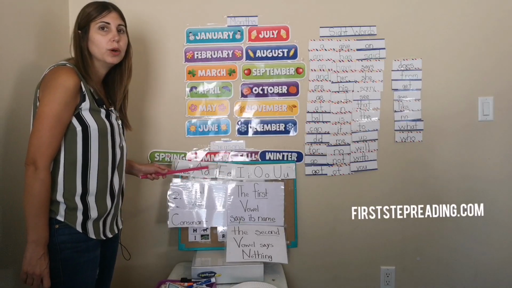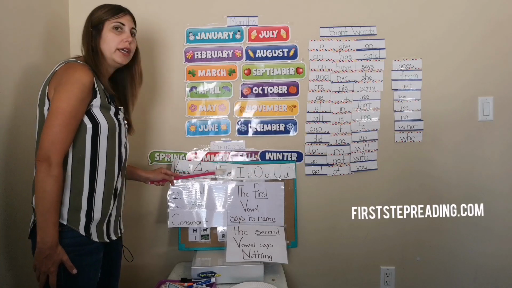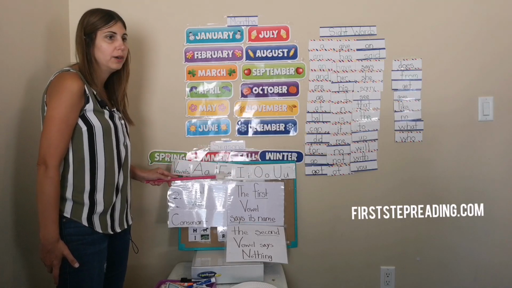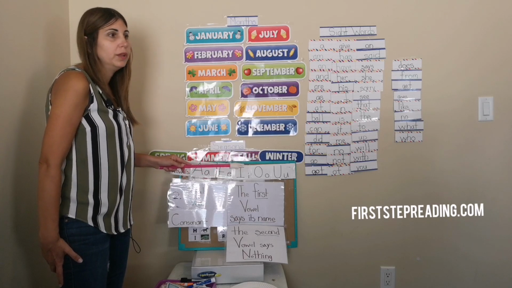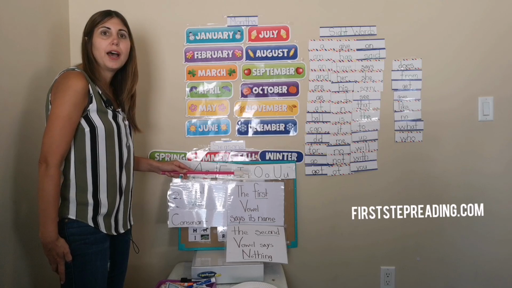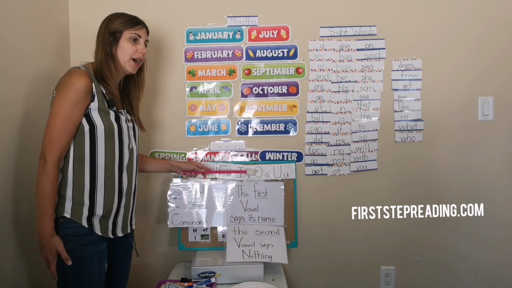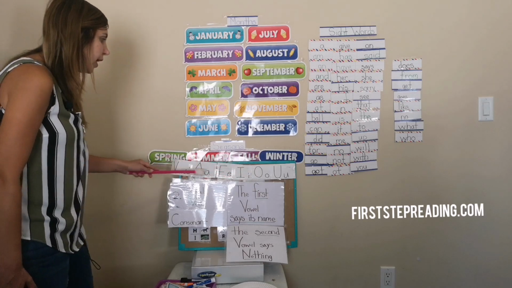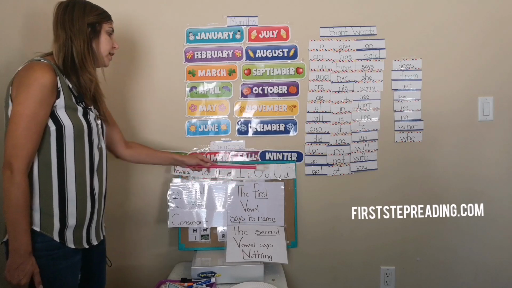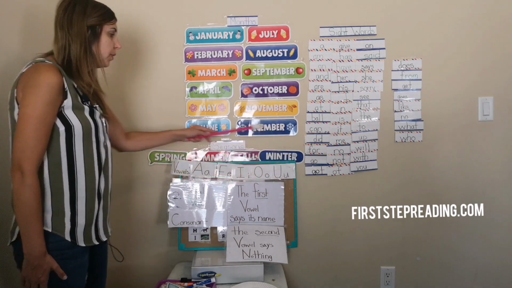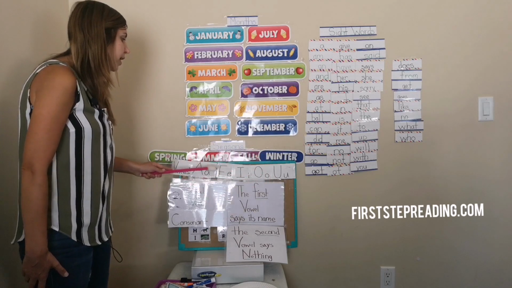A is a vowel, a vowel, a vowel. A is a vowel, A-E-I-O-U. E is a vowel, a vowel, a vowel. E is a vowel, A-E-I-O-U. I is a vowel, a vowel, a vowel. I is a vowel, A-E-I-O-U. O is a vowel, a vowel, a vowel. O is a vowel, A-E-I-O-U. U is a vowel, a vowel, a vowel. U is a vowel, A-E-I-O-U. Those are our vowels, our vowels, our vowels. Those are our vowels, A-E-I-O-U.